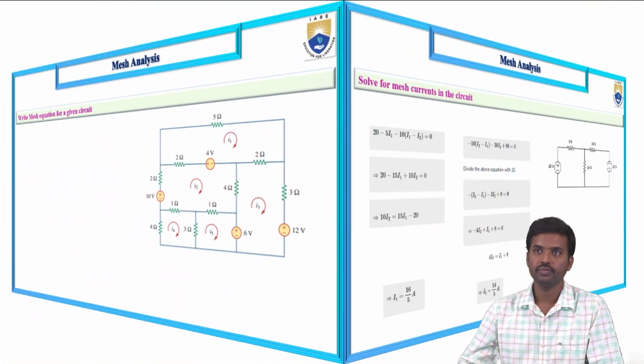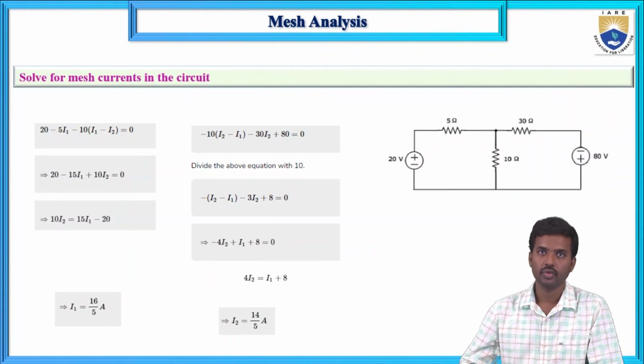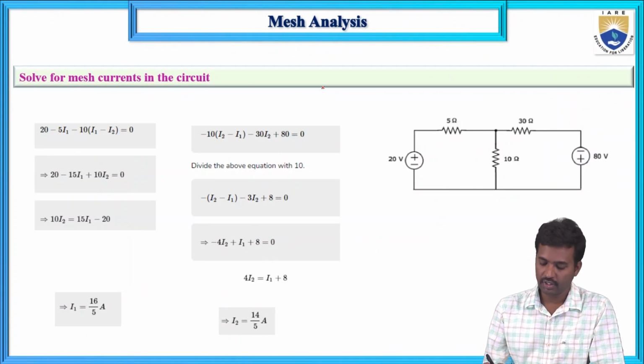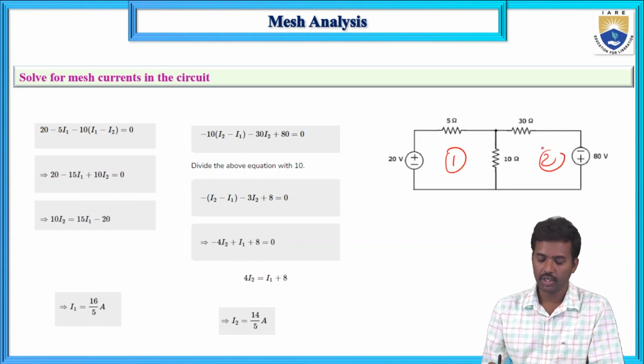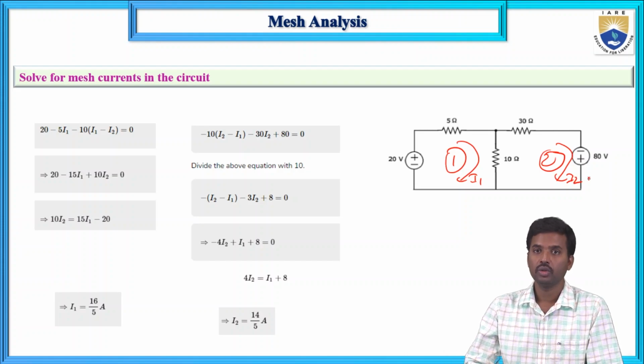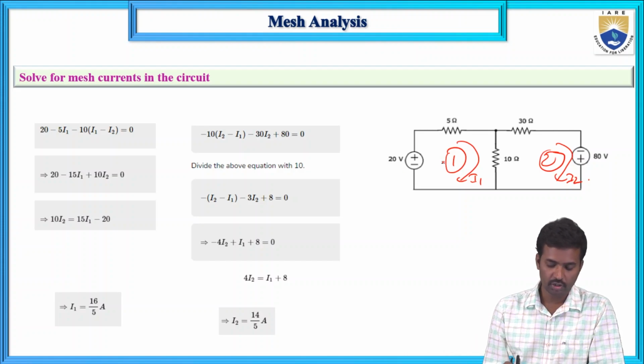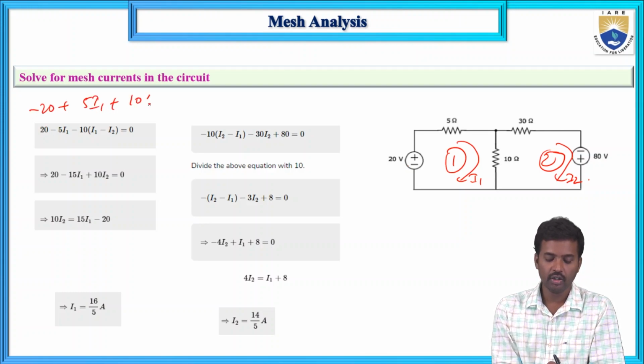So now, solve the mesh equations in a given network. The possible number of meshes is 2, mesh 1 and mesh 2 are here. Assume the mesh currents I1 and I2. Now apply KVL in this loop, 20. So minus 20 plus 5 into I1 plus 10 into (I1 minus I2) equals 0.